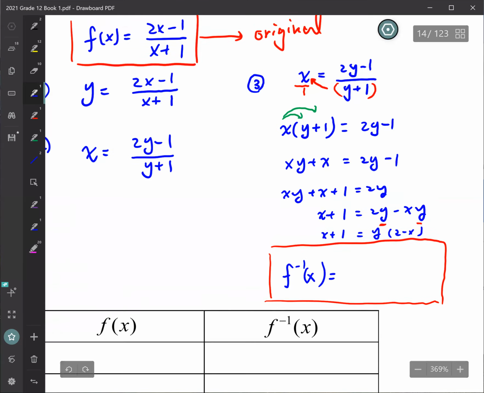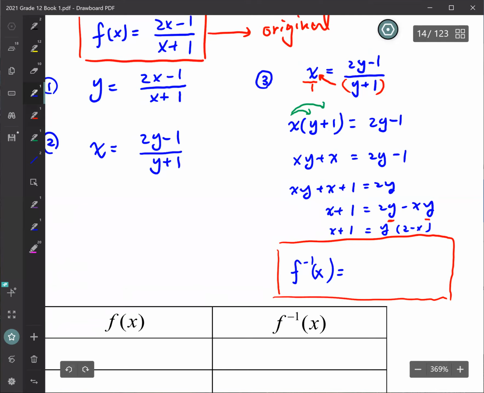So this is the key step. You need to factor. Make sure you put triple star there. A lot of people got stuck here because they don't know what to do. You got 2y minus xy, but they cannot combine together. So what you can do is factor the y out. So what's happening here?